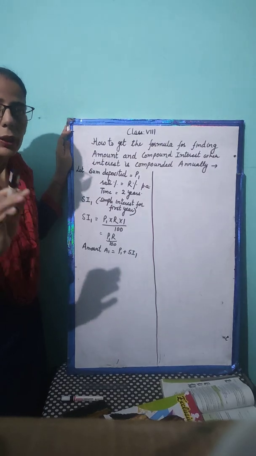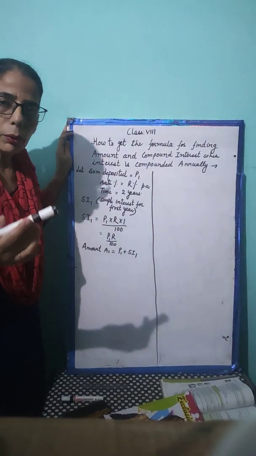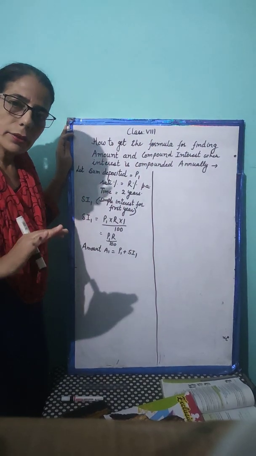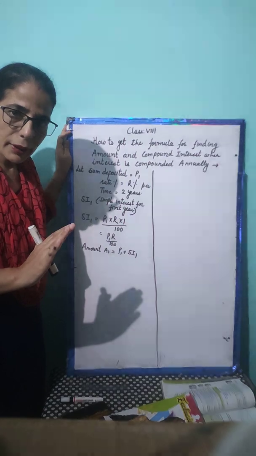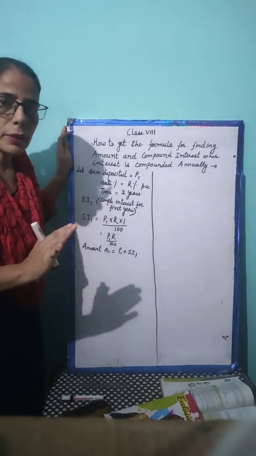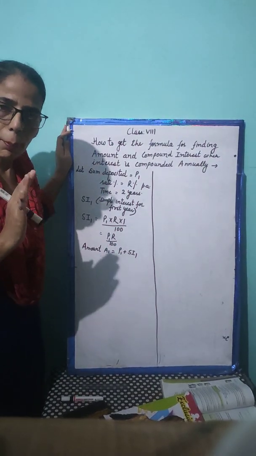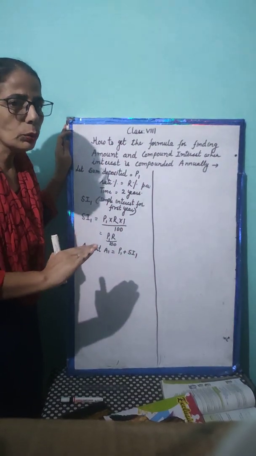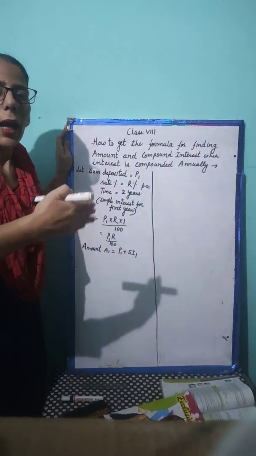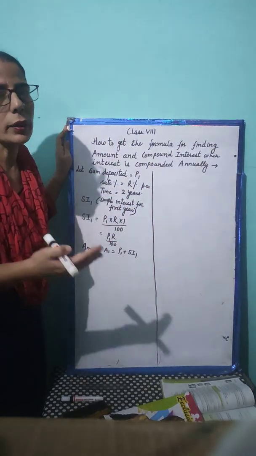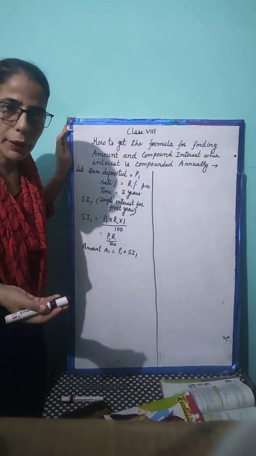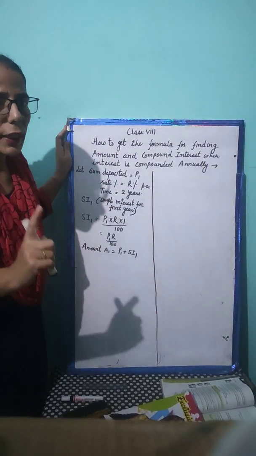Compound interest means year by year we have to add the interest. First I will get the simple interest for the first year and add it to the principal. It will become the amount of the first year. The amount of the first year will become the principal for the second year, and for it new interest will be calculated and a new amount will be obtained after the end of the second year.